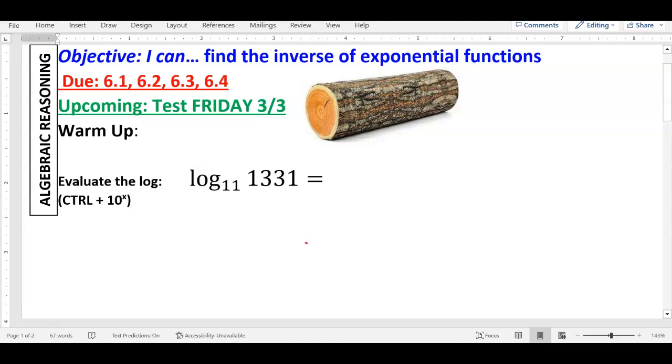Right, so let's talk about this. By the way, test Friday over cubic and exponential. So if you remember, cubic looks like kind of like a weird looking S. And then cube root is the inverse function. Then we talked about exponential functions, and then now we're talking about logs, which are the inverse of exponential.